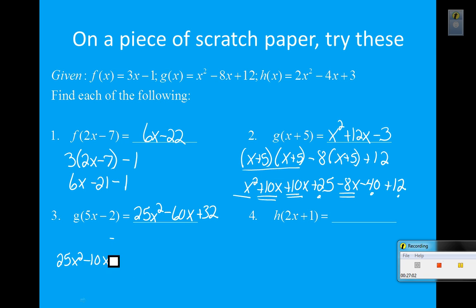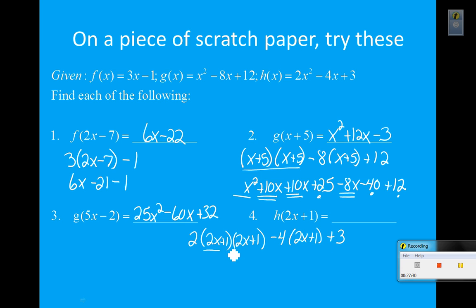Whenever there's a squared involved and a number in front of it, that's just going to mean a little more work for us. So I would like to find h of 2x plus 1. It's going to look like this. I've got 2, now I'm going to write down 2x plus 1 twice, and then minus 4 times 2x plus 1, plus 3.